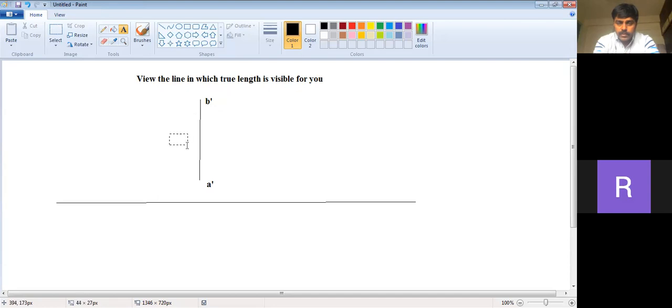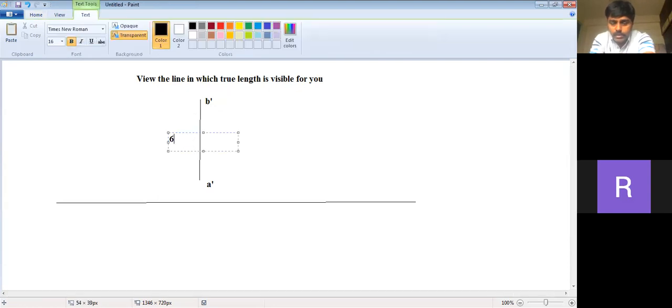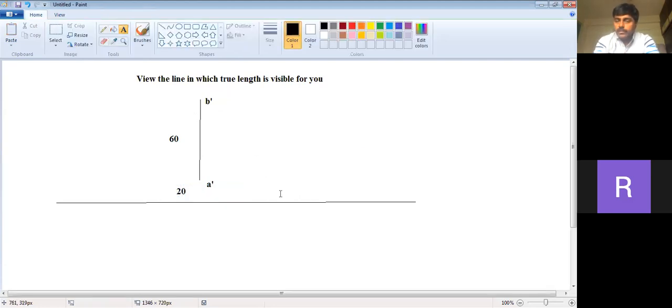The total length of the line, how much is it? 60. So the length of the line is 60; I'm not marking the arrow marks, please take care about that. Now how much height is above the XY line? 20 mm above the XY line. So this distance from the XY line to the A dash point is 20 mm. So this height, this gap, is 20 mm they have mentioned, right? This is the front view I got.